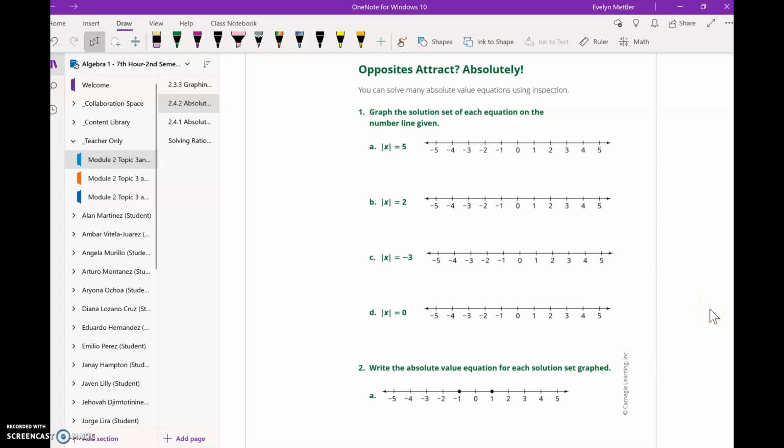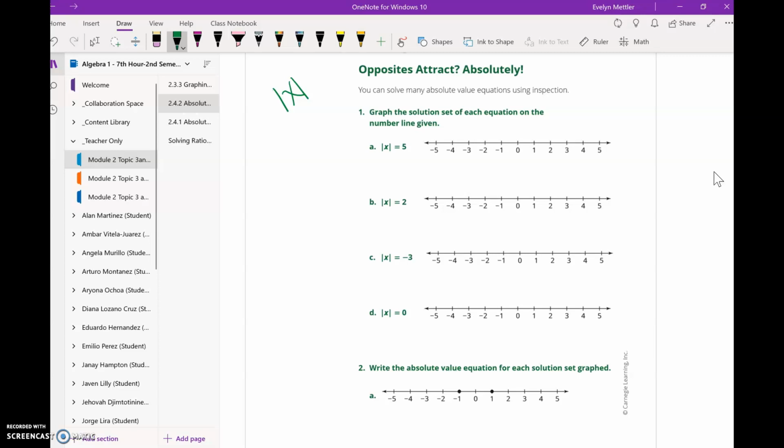Okay, hi everybody. Today we're going to talk about absolute value. And so when we discuss absolute value, we have to really define what absolute value means. An absolute value is a distance from zero. So when we are looking at absolute value, the symbol looks like this, and there's always something in there. That is the distance from zero.